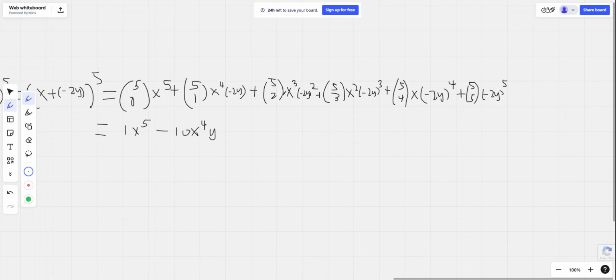5 choose 2 is 10. And negative 2 all squared is positive 4. So 10 times 4 is actually positive 40, x cubed y squared. Now 5 choose 3 is also 10. You can compute that. And negative 2 cubed is negative 8. So let's write a negative here. 10 times 8 is 80.